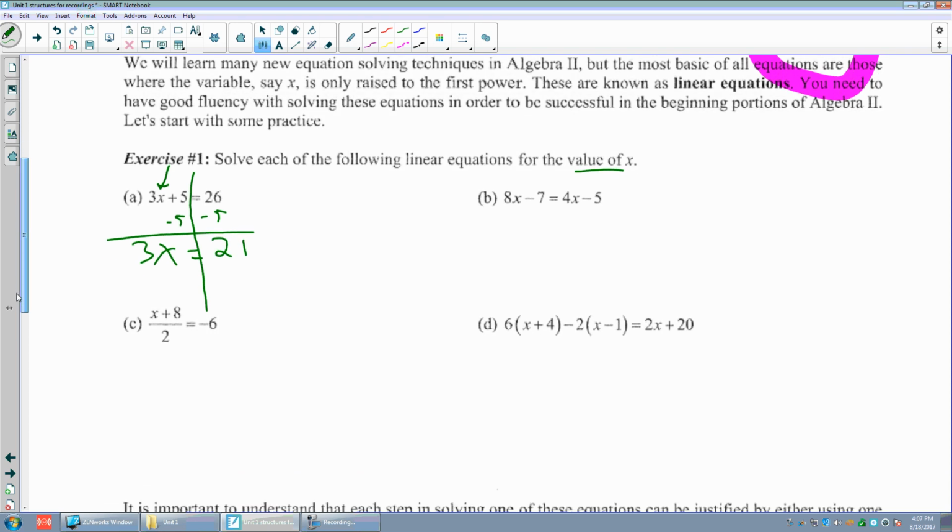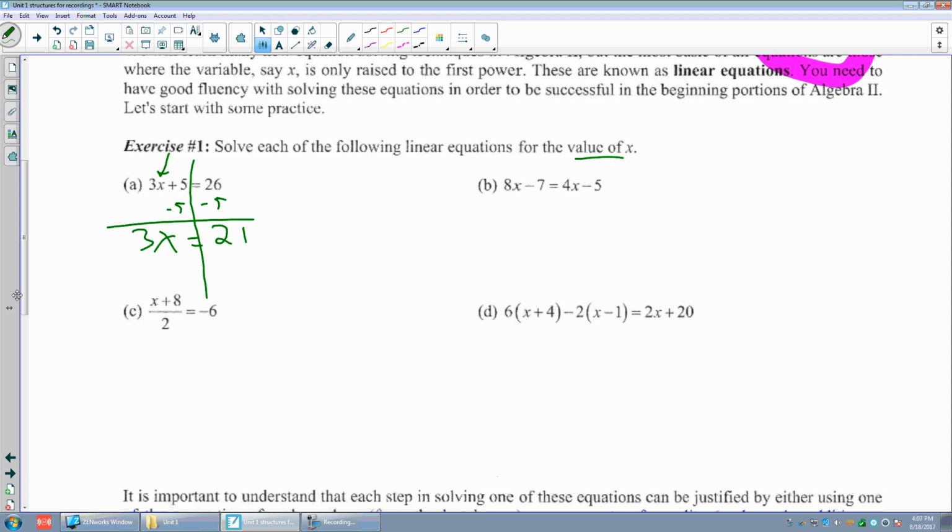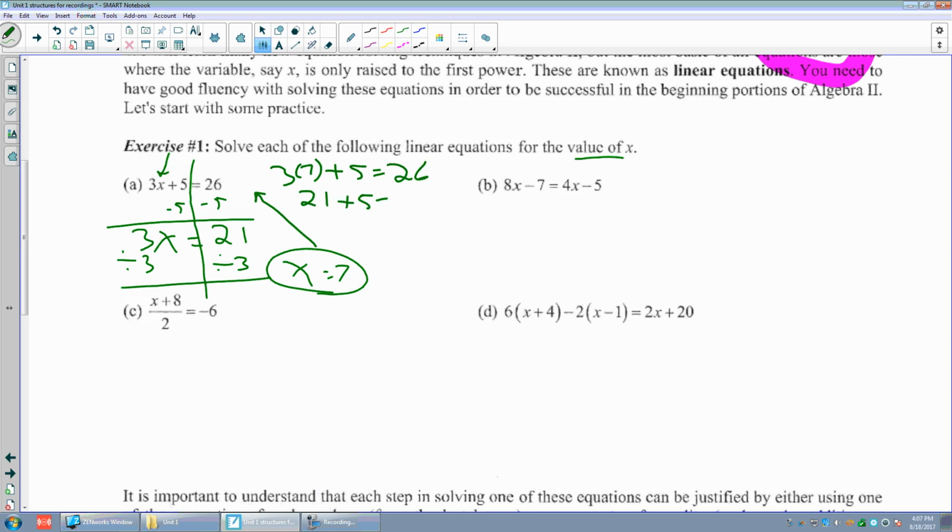Then we see 3 times x. I want to get rid of the 3 times. If I have 3 x's, how much is 1x? Oh, divide by 3. So now x equals 7. If I wanted to figure out if that was right, I can check by doing 3 times 7 plus 5. Does that equal 26? 3 times 7 is 21 plus 5, does that equal 26? Let me see, 26 equals 26. It checks.